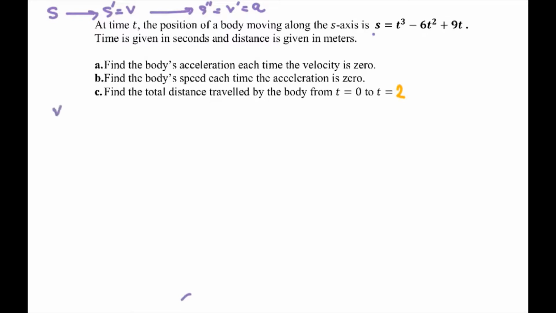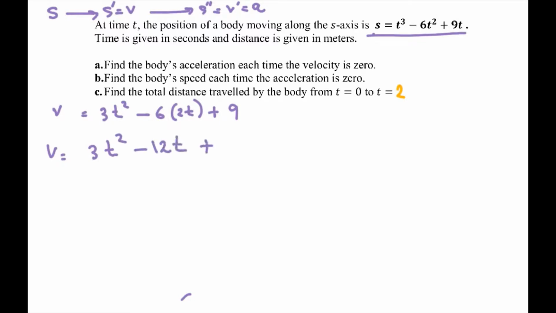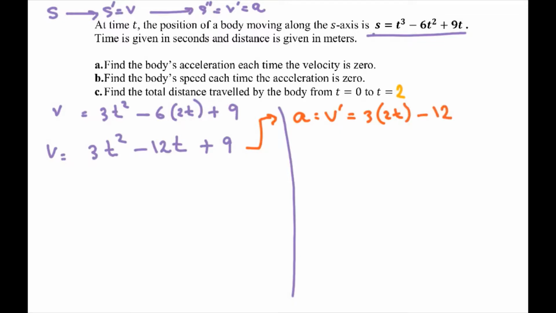So v equals the derivative of s, which is going to be 3t squared minus 6 times 2t plus 9. That's going to equal 3t squared minus 12t plus 9. Okay, that's the derivative, the v. Now let's find a by taking the derivative of v. So a equals v prime, which equals 3 times 2t minus 12. That's going to equal 6t minus 12. That's a.